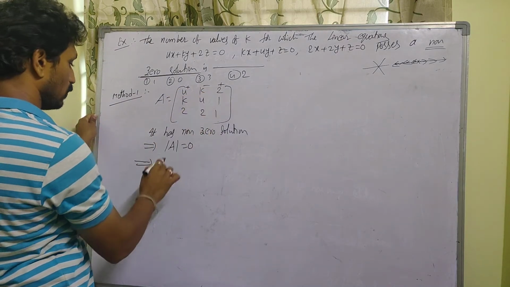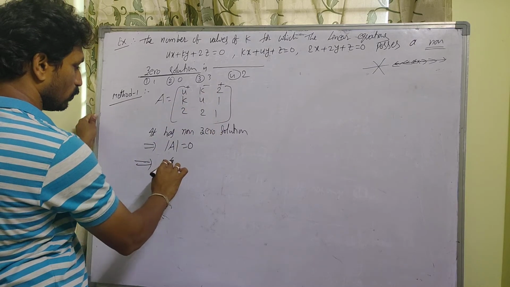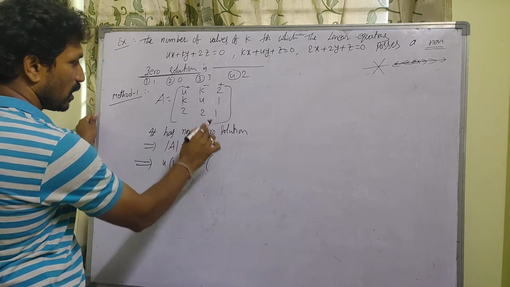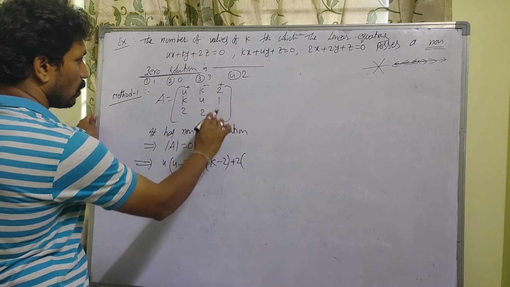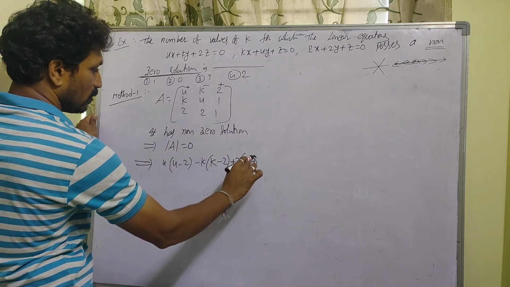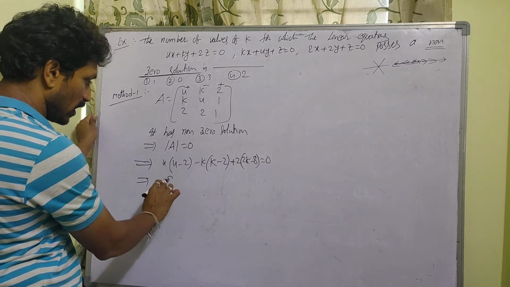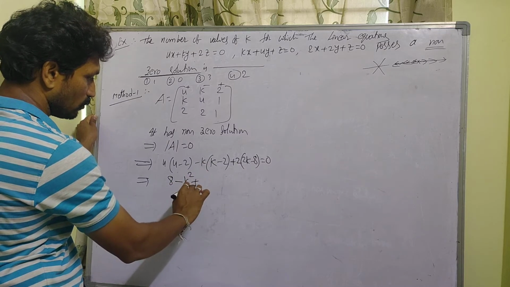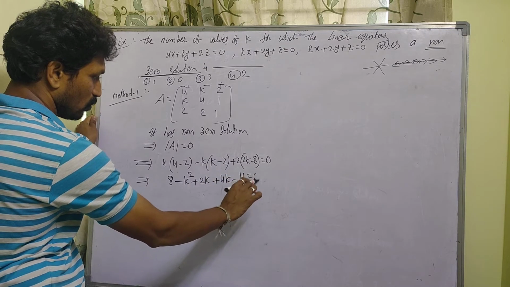Plus minus plus: 4 into, leave the row and column passing through 4, 4 ones are 4, minus 2, minus k into, leave the row and column passing through k, k into 1, k minus 2, into 1, 2, plus 2 into, leave the row and column passing through 2, 2 into k, 2k minus 8, is equal to 0. Simplify. 4 minus 2 is 2. 2 4s are 8, minus k into k square minus 2, plus 2k, plus 2 2s are 4k, minus 16 is equal to 0.